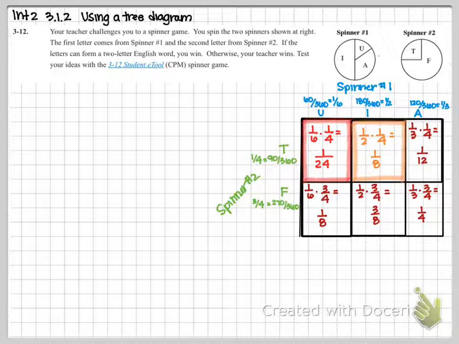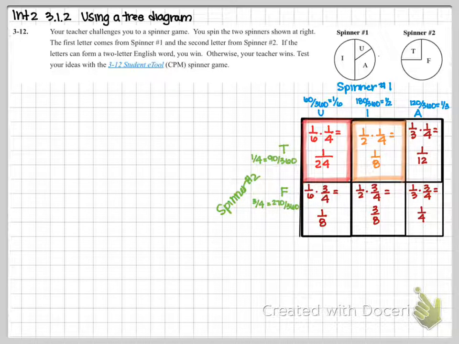If we take a look at this question, the idea is that it's some sort of competition between the two of us. If the letters can form a 2-letter English word, you win. Otherwise your teacher wins. So we want to figure out which of these would represent you winning, or words that could be made if we think about it that way.